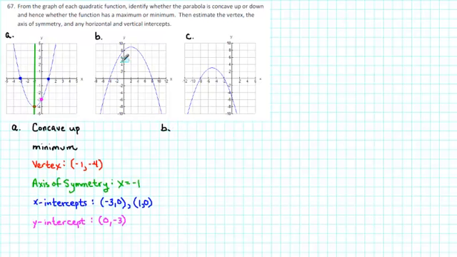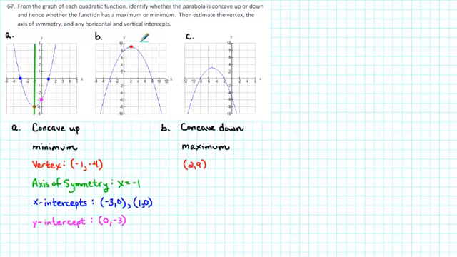In part B, we notice that the parabola opens downward. Therefore, the parabola is concave down. When a parabola is concave down, the quadratic function has a maximum value, and that maximum value occurs at the vertex, the highest point on the graph. In this case, the highest point on the graph is the point 2, 9, so the vertex is 2, 9.